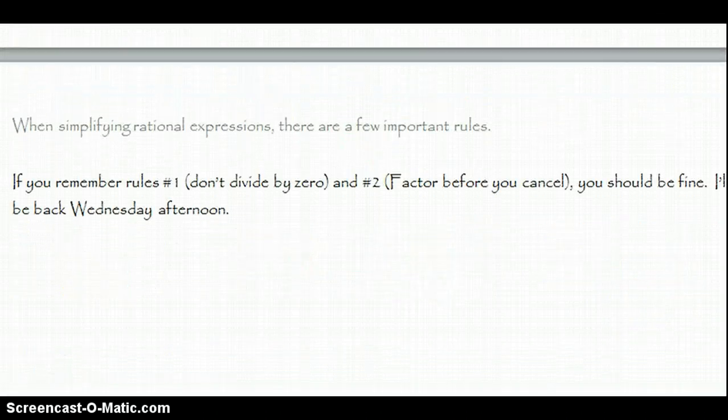So, quick recap. Just remember your rules. 1, don't divide by 0. 2, factor before you cancel, and you'll be fine.